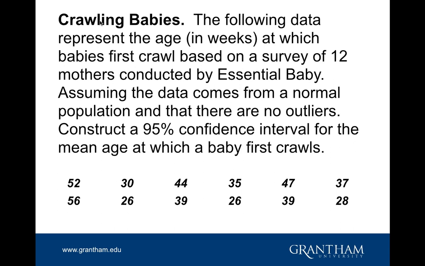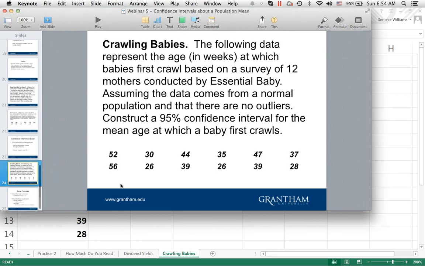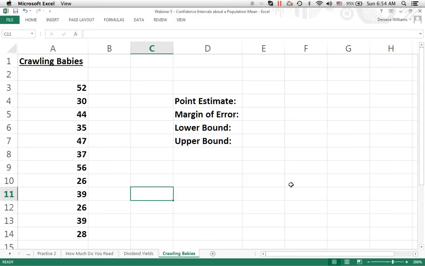So we have a sample of size 12. We have 12 numbers. We have a 95% confidence interval, which means our alpha is 0.05. We have no population standard deviation because we only have sample data. We also don't have an average. We have to calculate that on our own. Now, based on this information, let's go ahead and plug it into Excel, which I already have here.